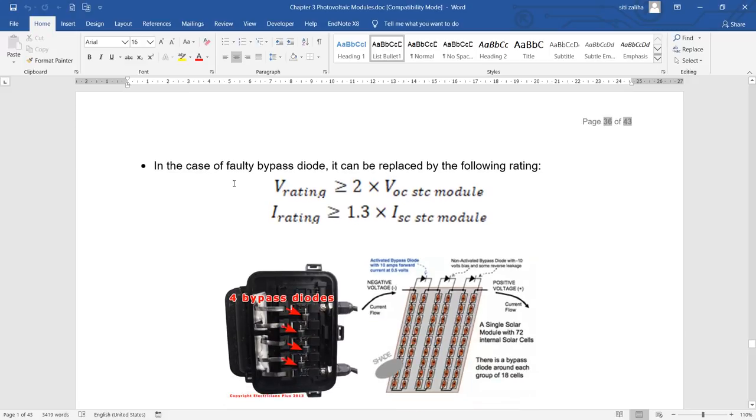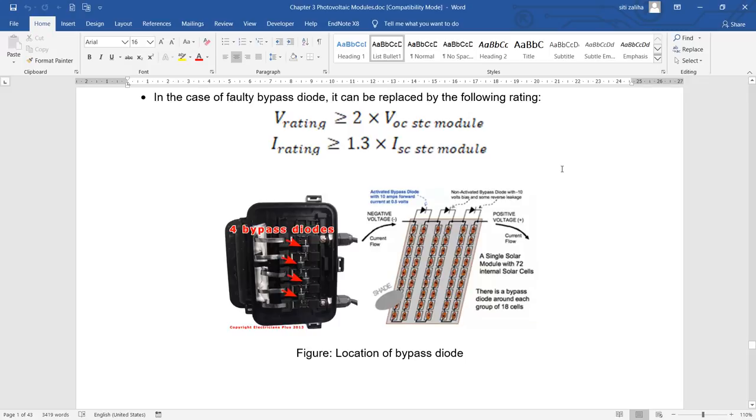In this case of 40 bypass diodes, it can be replaced by the following rating. So you need to calculate the rating before you buy the bypass diode. The voltage rating of the bypass diode should be greater than 2 times the open circuit voltage of the PV module. This you can get from the datasheet of the PV module. And the current rating should be greater than 1.3 multiplied with the short circuit current of the PV module.